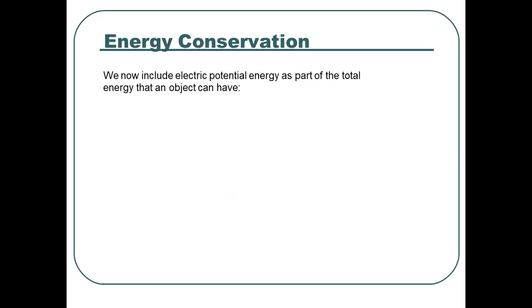We now include electric potential energy as part of the total energy that an object can have. Your E is now equal to half of mv squared plus half of Iω squared plus your potential energy mgh, plus half of your constant k times x squared (the displacement), plus your electric potential energy.